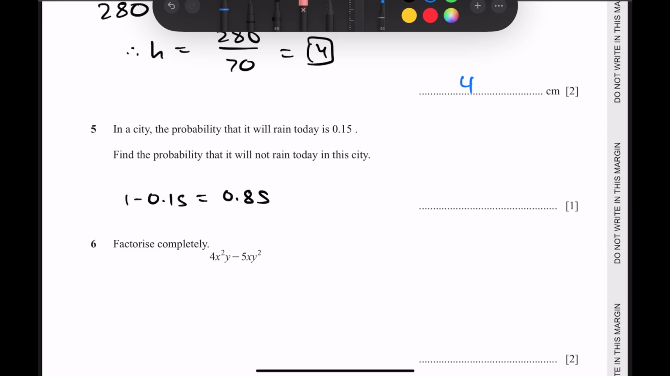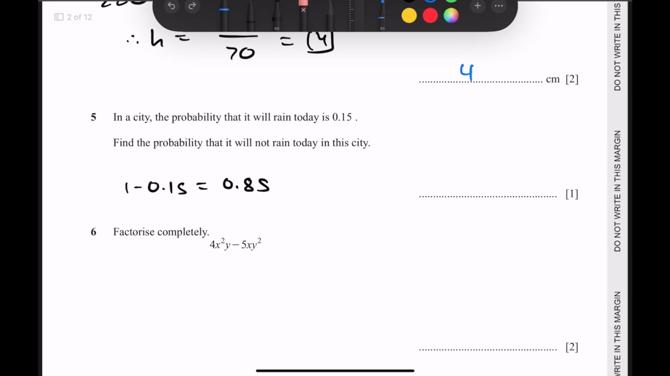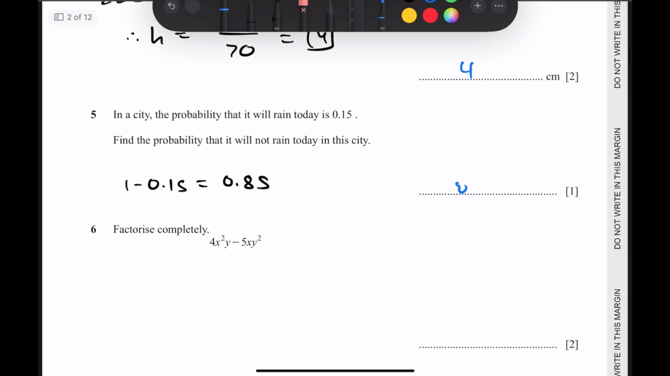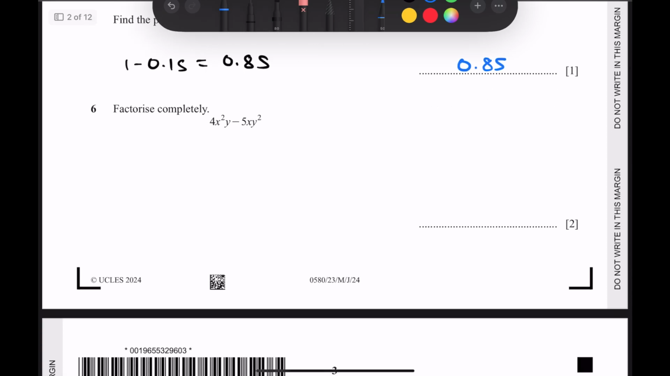This is because if we add the odds of it not raining, 0.85, with the odds of it raining, 0.15, this represents all the possible events. Since there are only two possible events, either it rains or it doesn't rain, nothing else could occur. And since they both add up to 1, this answer is right.